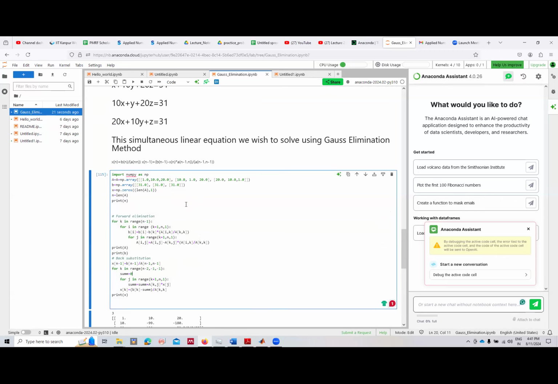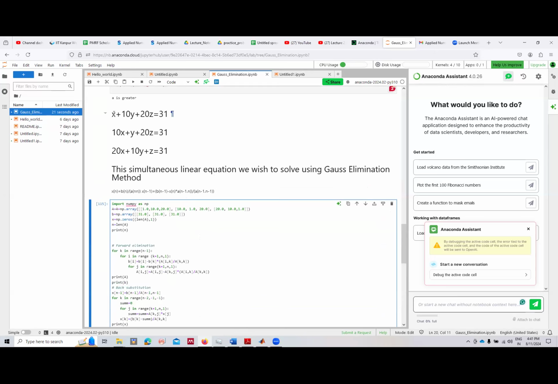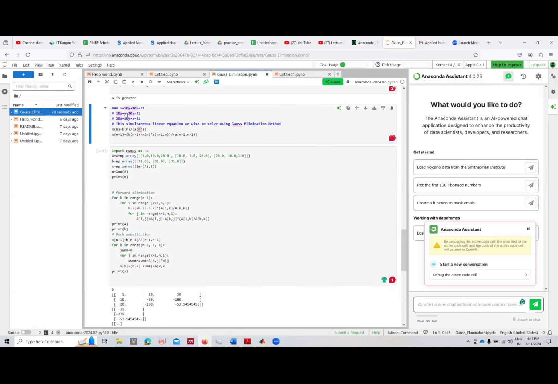Suppose I want to solve a problem. I want to solve a problem: 3x plus 2y plus 3z, okay, plus some w equal to 9. This is my first equation.